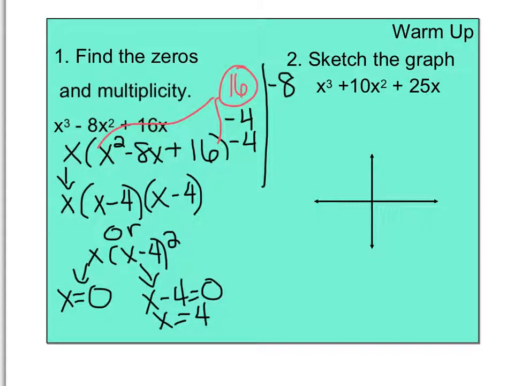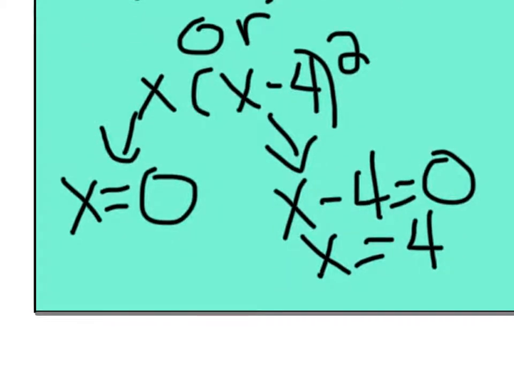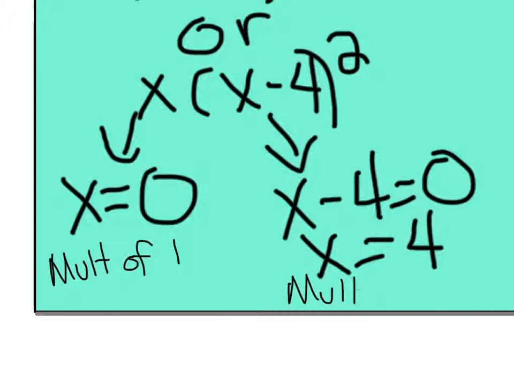And then the last thing is the multiplicity. Well, there's only an x by itself once, so that means this has a multiplicity of 1. The x minus 4 appears 2 times, whether you wrote it with the exponent or wrote the parentheses out twice. So we say it has a multiplicity of 2.